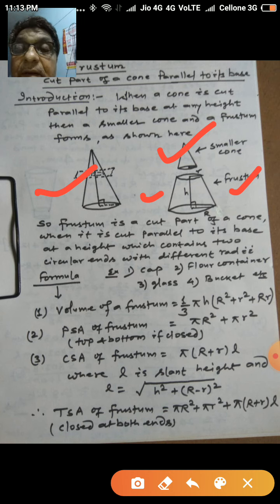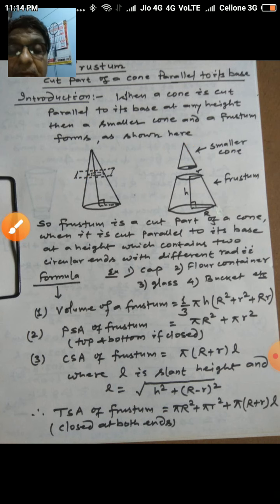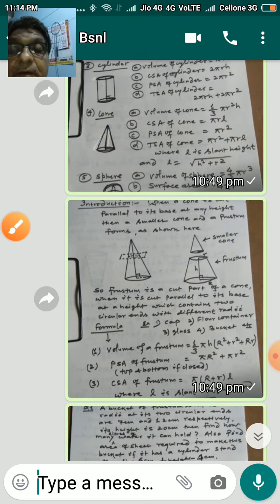Now the curved surface area is equal to pi into (capital R plus small r) into L, where L is the slant height. If it is not given, we can calculate the slant height using L equal to under root of h square plus (capital R minus small r) whole square. So these are the formulae related to frustum, and using them you can solve questions very easily. Now I have taken one question for simplicity, so let us see.